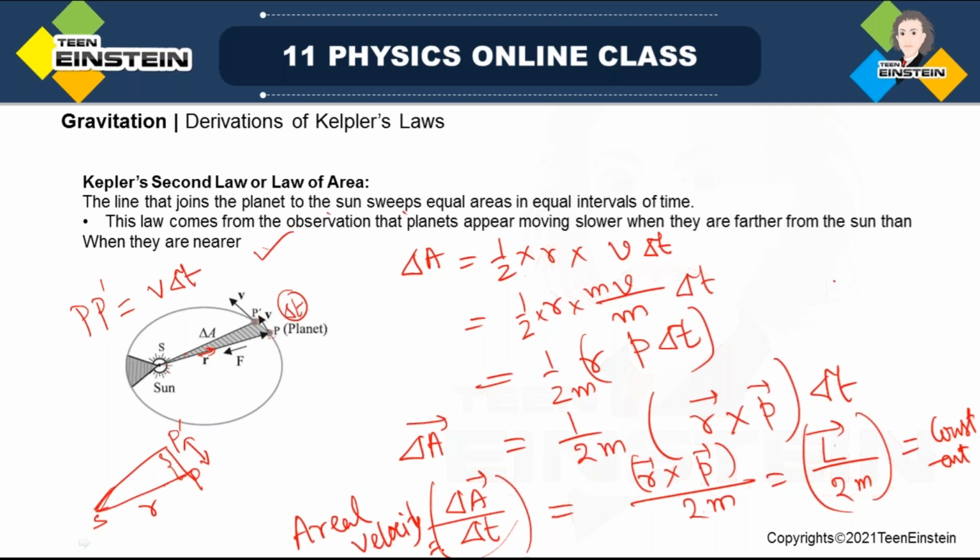That is, the radius vector joining the planet to the sun sweeps out equal area in equal time interval. Thus, in this way we can prove Kepler's second law, that is the law of area. Okay, so this is the proof.